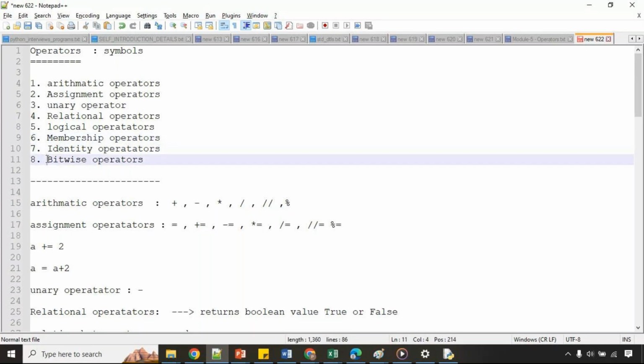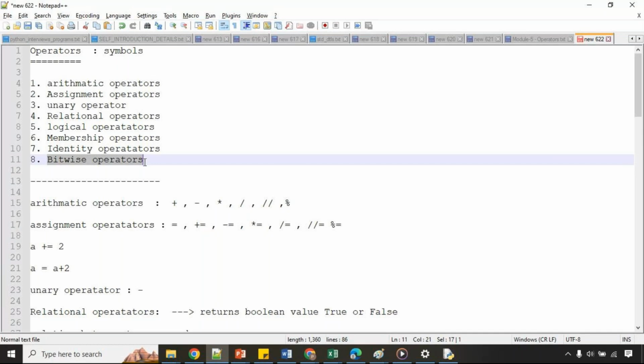For bitwise operators, we have to understand binary, octal, and hexadecimal, and then the bitwise complement operator, which is a two's complement, and bitwise OR, bitwise NOT, bitwise exclusive OR, left shift and right shift. Today go through this one, guys. Tomorrow we are going to write programs on top of it.